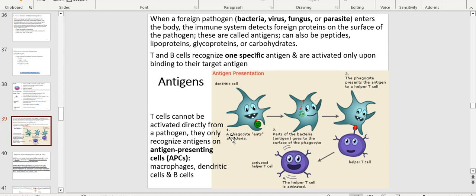Okay. A phagocyte eats a bacteria. Chomp, chomp. And then parts of the bacteria go to the surface of the phagocyte. So basically, in a morbid way, you eat this bacteria, it gets digested, and then its bits and parts are displayed on the outside of the cell surface of the dendritic cell. And the phagocyte presents the antigen to a helper T cell. Hey, there you go, right? And then the helper T cells are now activated. You see this one, and now they're looking for these guys here because they know they're around. Okay, perfect.